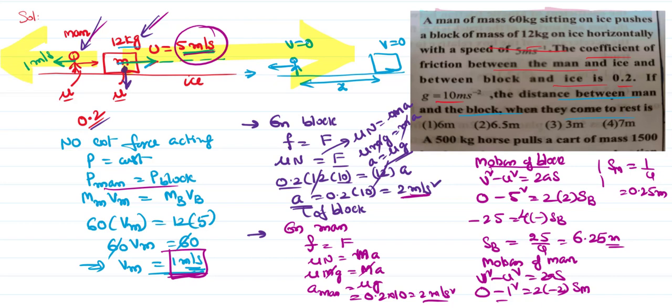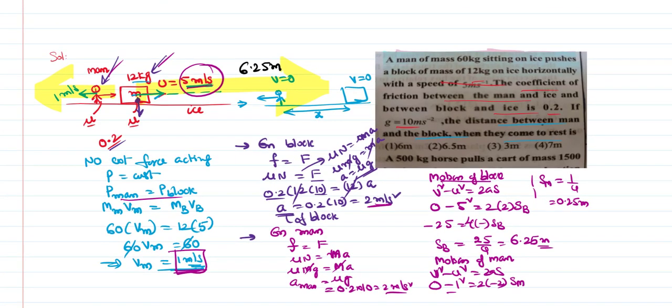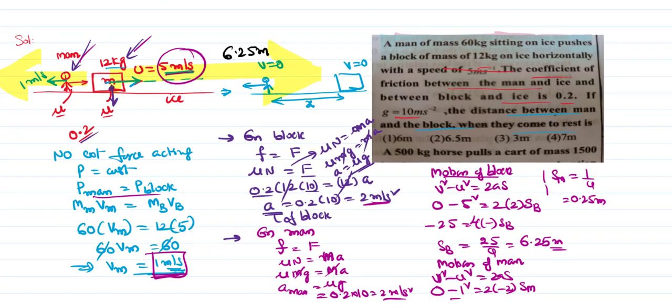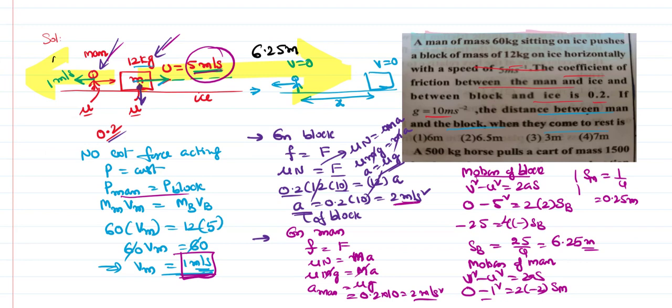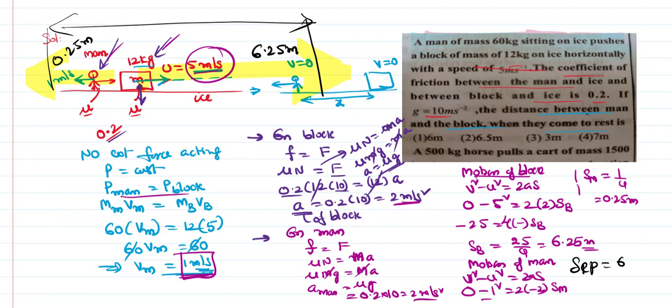So what we understand here is the man moves one way, the block moves the other way. How much do both of them move? The block moves 6.25 meters and the man moves 1 by 4, that is 0.25 meter. So what's the total separation between them? Add both of them: 6.25 plus 0.25. So the total separation between them is 6.5 meters. That's the distance of separation between them.